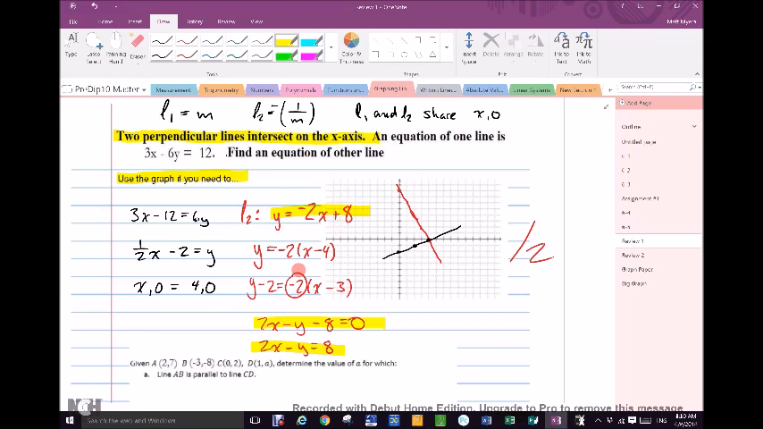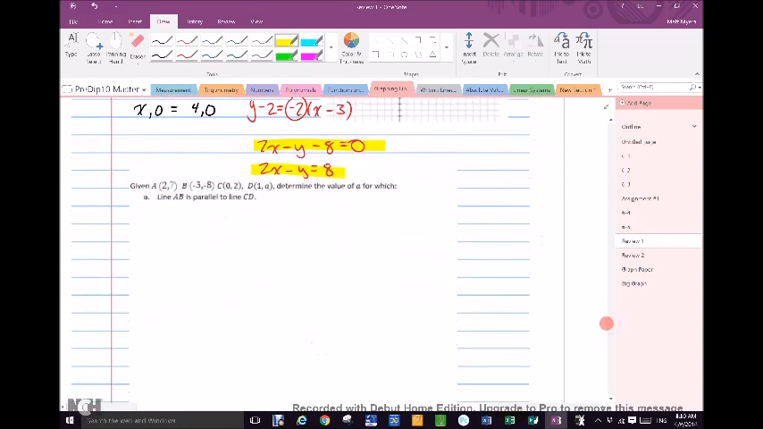Whatever you have, put it into slope-intercept form right now. If it doesn't equal that, you did it wrong. The equation for the other line, I just reversed the slope. Oh, but I kept the lines the same. That'll not be good.